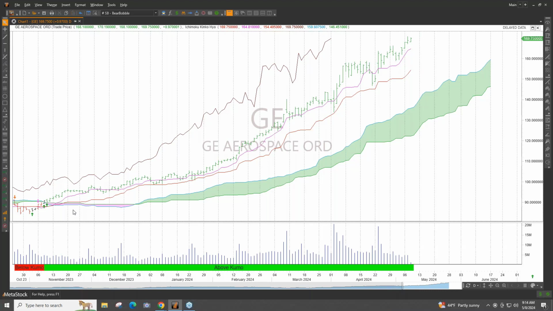We also can treat the Kumo as support and resistance. So GE hasn't pulled back at all this year, but if you have a bit of a pullback into the cloud, your anticipation, unless it crosses through the cloud, is that this area is going to act as support going forward, okay?